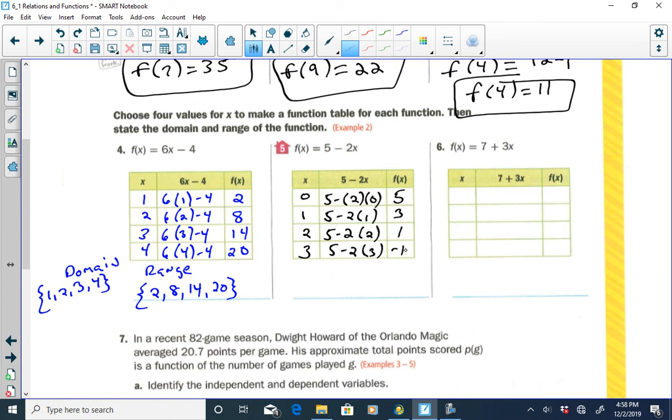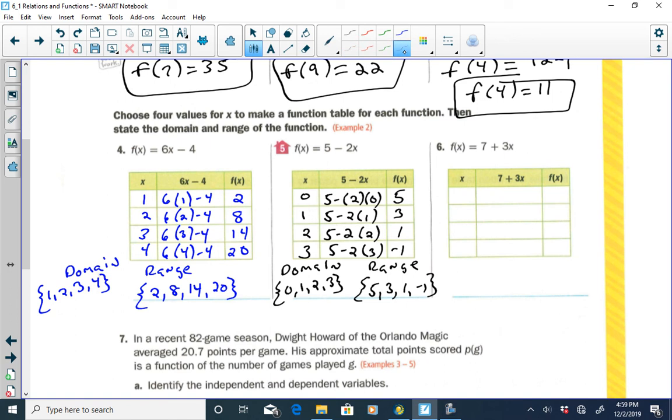All right. So we have our domain values. The domain, simply write it as, what do we have? 0, 1, 2, and 3 for the domain. And our range values are going to be 5, 3, 1, and negative 1 for the range.